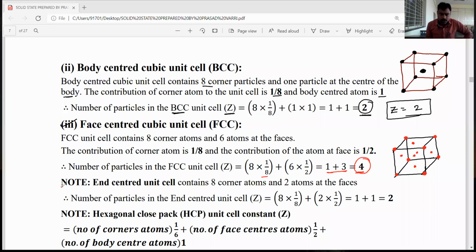Additionally, we need to remember the end-centered unit cell and the hexagonal close packing unit cell constants. These two also we need to learn, and they are very, very important, dear students. So, the end-centered unit cell: how are the atoms present? In the end-centered unit cell, the atoms are present at corners as well as at any two end-centered faces. So you have to take two end-centered faces where atoms are present. That's why it has 8 corners and 2 face centers, so a total of 10 lattice points are present.